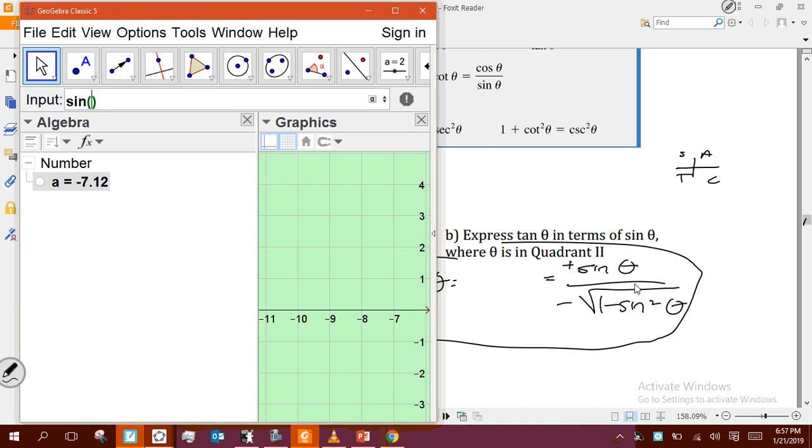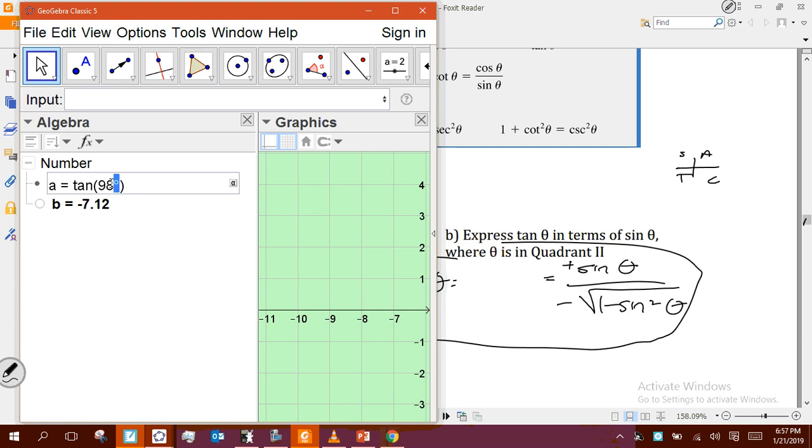So I'm going to take sine 98 degrees divided by, now negative on the bottom, the square root of 1 minus sine of 98 degrees, and now I'll square that. That parenthesis should be, yep, okay, so that should be good. So that is typing in this thing right here. And if I do this correctly, I should get negative 7.12 back. So what did I do wrong? So 98 degrees, 98. And there we get that same number back.